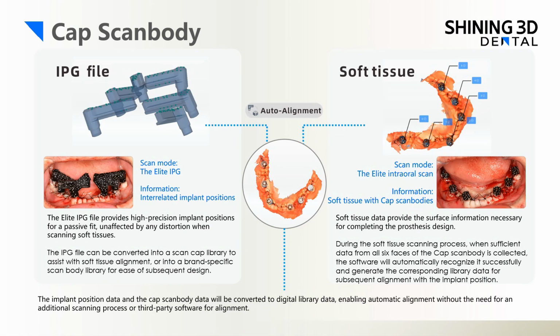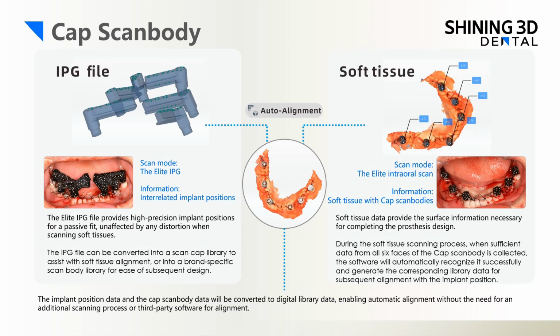As you can tell from the right side, it is the soft tissue scanned with the Cap Scanbodies on. The soft tissue data provide the surface information necessary for completing the prosthesis design. During the soft tissue scanning process, with sufficient data from all 6 phases of the Cap Scanbody collected, the software will automatically recognize it successfully and generate the corresponding library data for the subsequent alignment with the implant positions.